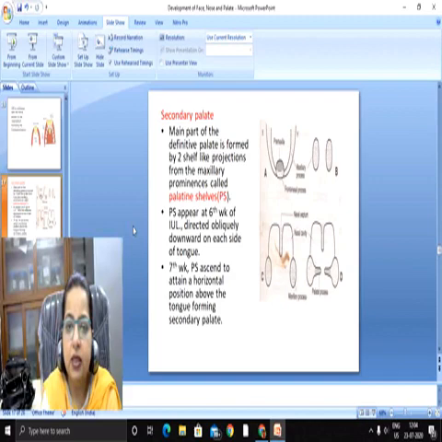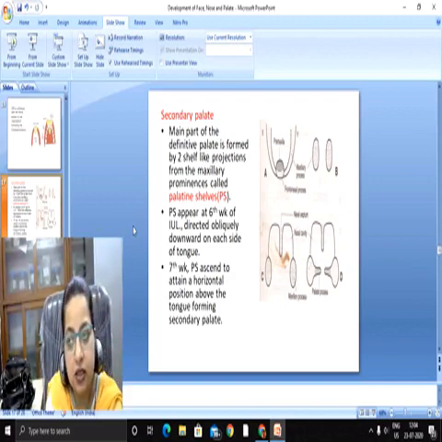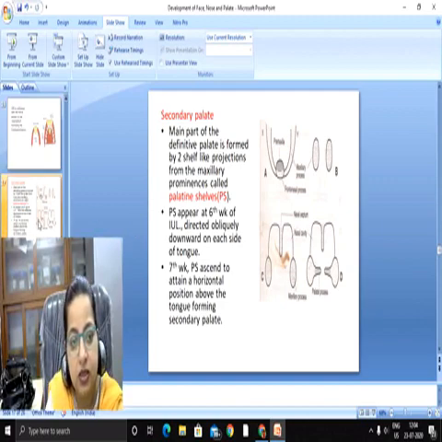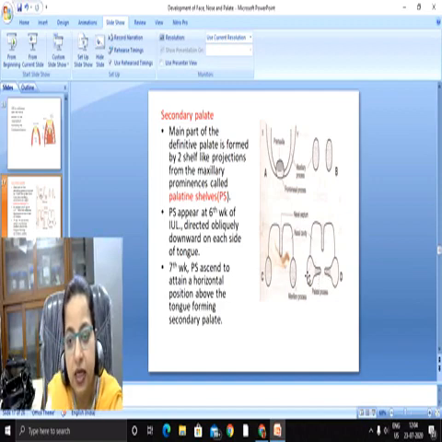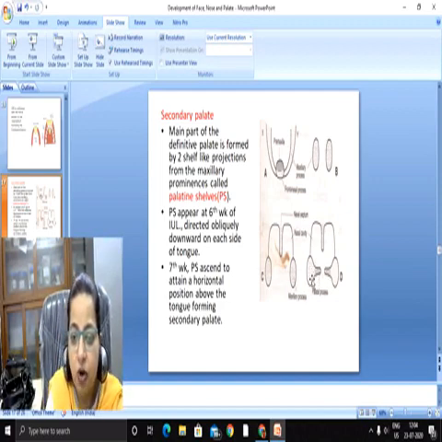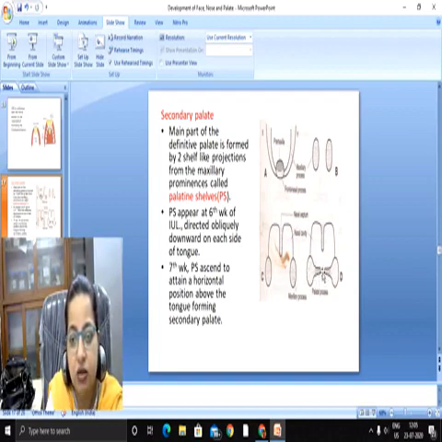Now the secondary palate basically is made up of two palatine shelves. That is the maxillary prominences, as you can see here in the diagram. This is the maxillary prominence and the other maxillary prominence on either side, and these maxillary prominences give rise to a shelf-like projection towards the midline, where these two shelf-like projections fuse with each other and with the primary palate.